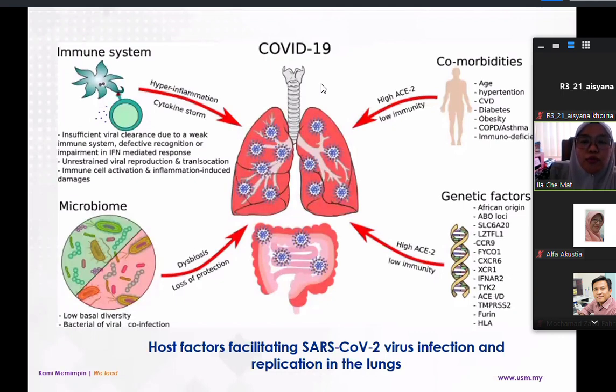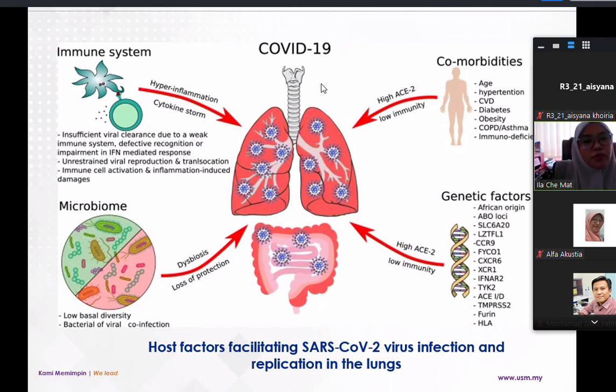Okay, and then for comorbidities, there are the factors with other diseases, especially for older people. Those with diabetes, obesity, hypertension are at more risk of getting COVID-19. Okay, genetic factors. This is the one that I told you. Some people are special. They have a genetic disorder, and certain types of genes are more susceptible to COVID-19.